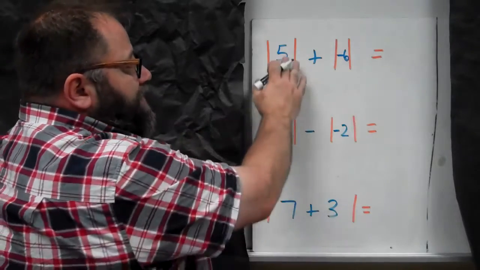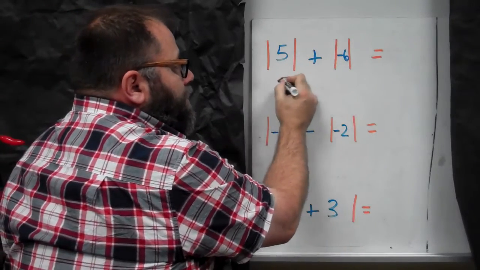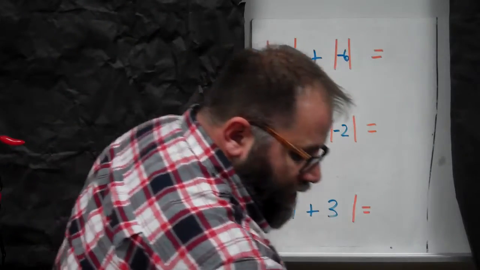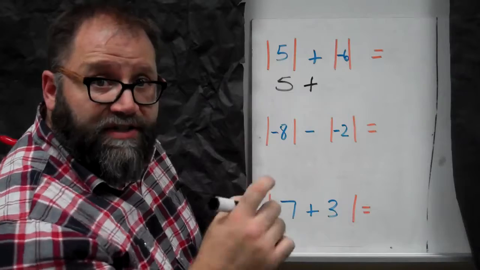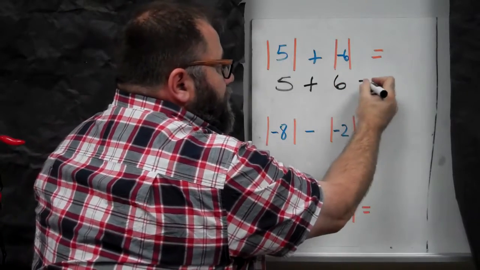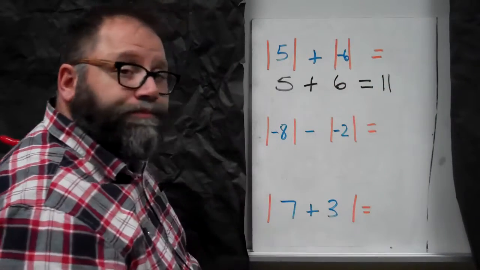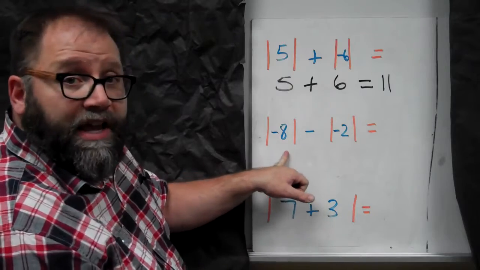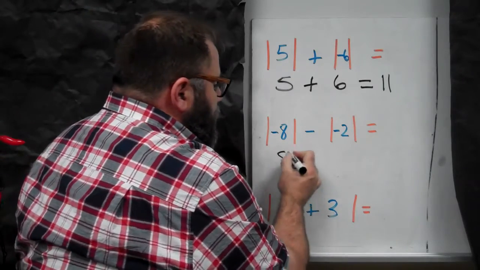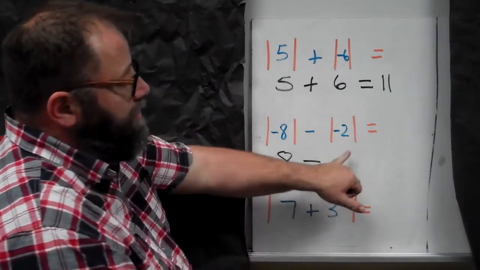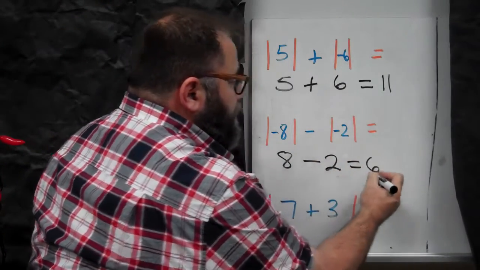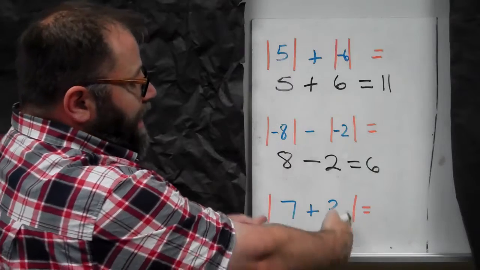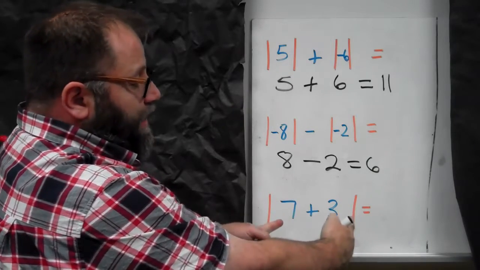So what we're looking for is how far is 5 from 0? 5 plus the distance negative 6 is from 0. 6 equals 11. Here, how far is negative 8 from 0? 8 minus how far is negative 2 from 0? 2, 6. Now we have an expression inside absolute value bars.